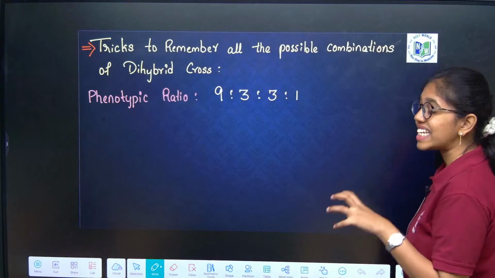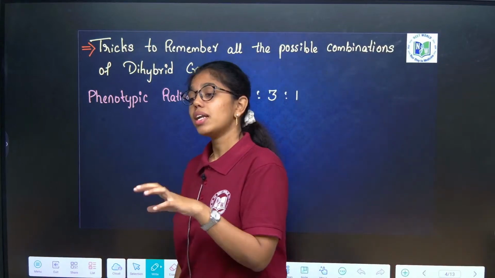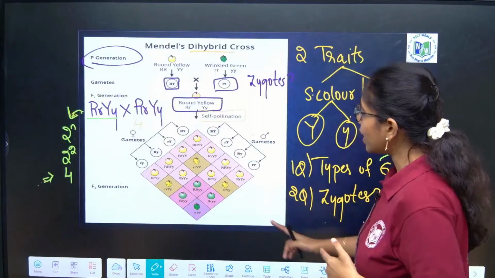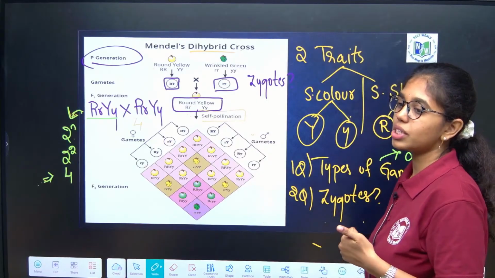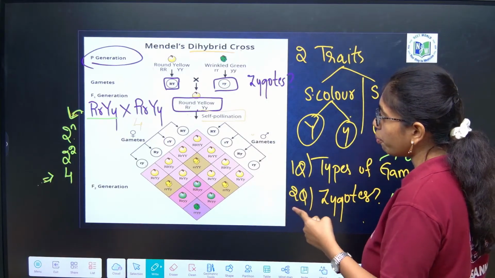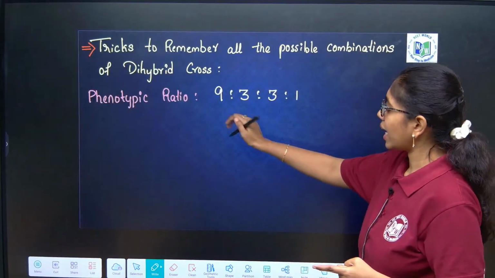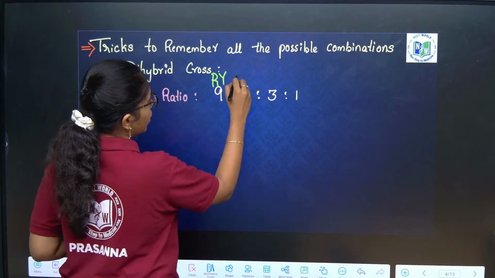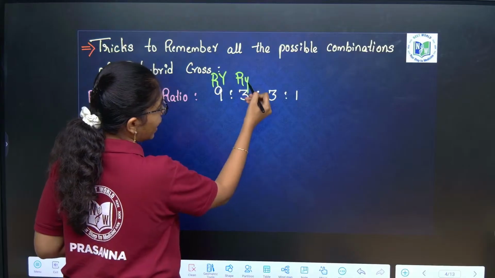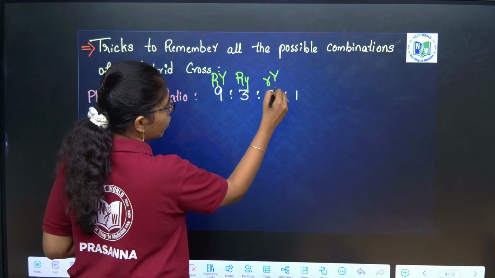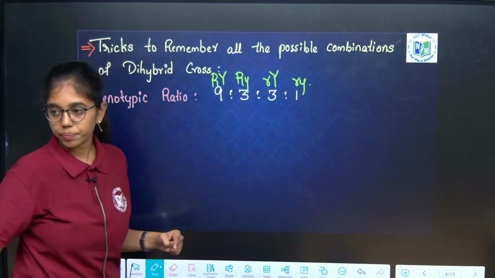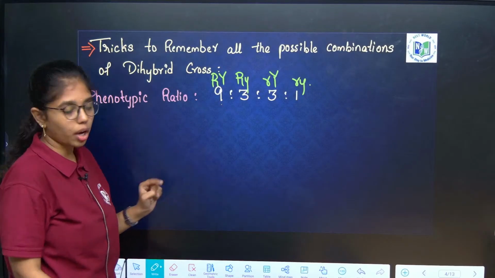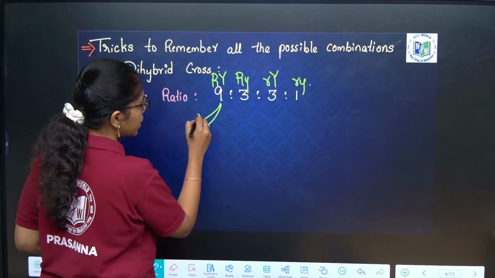Now from those 16 zygotes, we have to see what is the phenotypic ratio and genotypic ratio. Just by looking at this Punnett square, which was given by Reginald E. Punnett, you can say that there are 9 round and yellow, 3 round and green, 3 wrinkled and yellow, and 1 wrinkled and green. This will be the set of combinations. But from this 9, what is the genotypic combination? This I will tell you in your objective perspective.